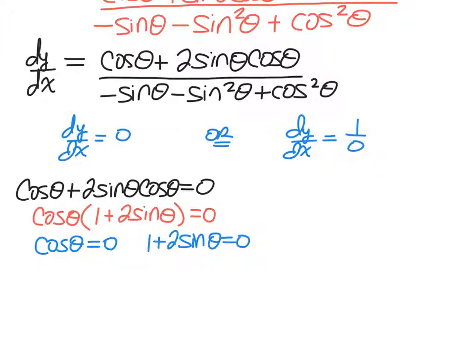All right, cosine theta equals 0 is good to go. We'll take care of that in a sec. But let's refine the 1 plus 2 sine theta. That's going to be sine theta is equal to negative 1/2. Man, this unit circle thing keeps coming up over and over again. It's like it's important or something.